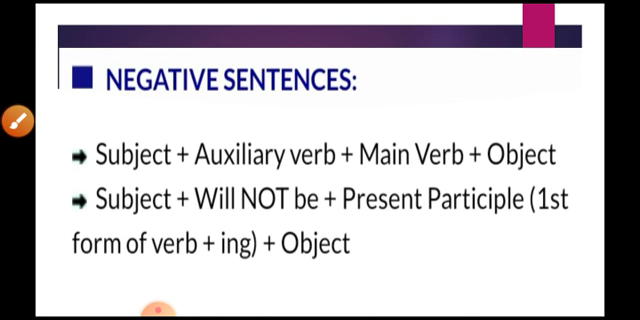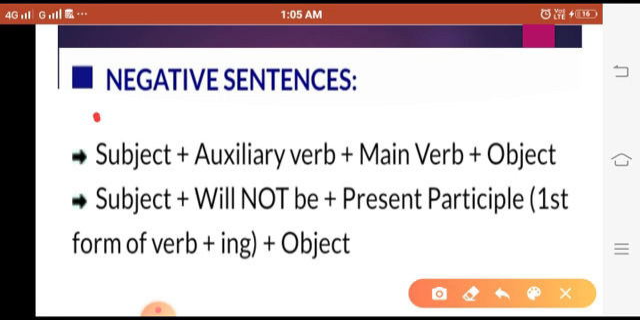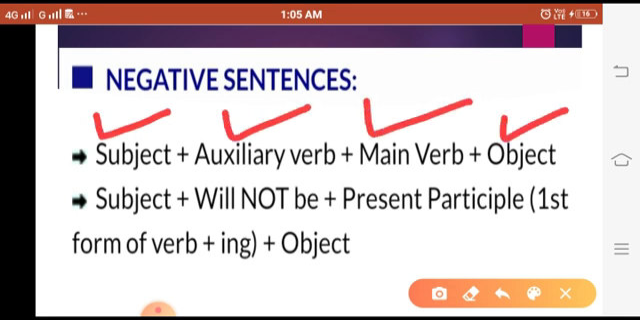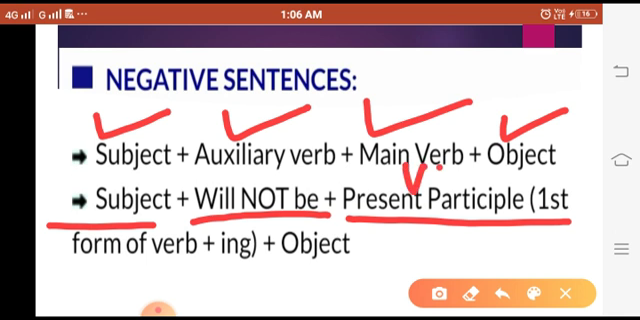Now, here is given the sentence structure of negative sentences of future continuous tense. For that, first we write subject, then auxiliary verb, then main verb, and then object. Subject, the auxiliary verb that we use while forming negative sentences in future continuous tense is will not be. Then present participle form or fourth form of the verb, and then object.